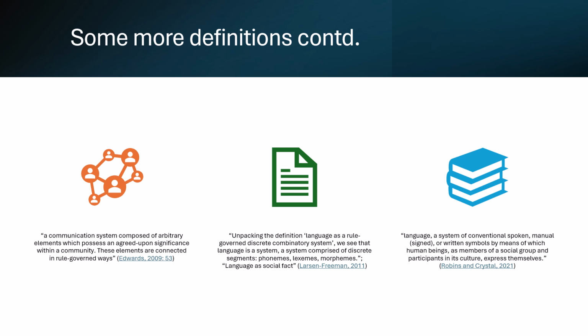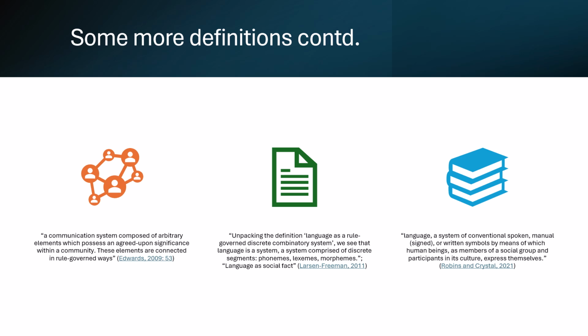So let's look at the next one. Unpacking the definition: language as a rule-governed discrete combinatory system. Again, there's a system, there's a rule. We see that language is a system. It's comprised of discrete segments: phonemes, lexemes, morphemes. Language is a social fact. So Larson and Friedman 2011 say that.